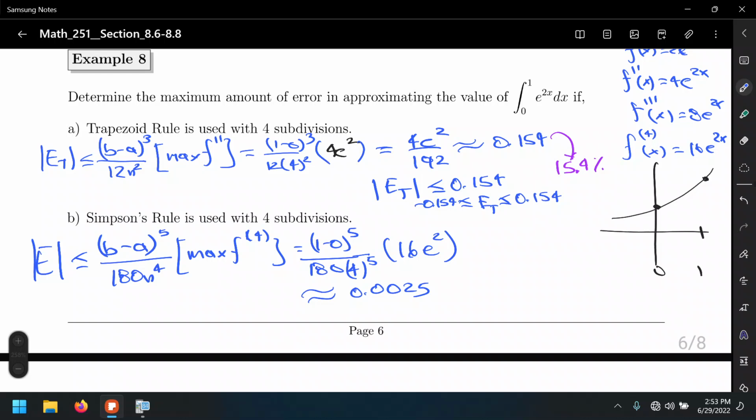After simplifying, this is approximately 0.0025. Well, what does that mean? This means that the error of using Simpson's rule is 0.25%. Not even 1% error. See how much more accurate this result is? I mean, look at the trapezoid rule, same number of 4 subdivisions. But in comparison with Simpson's rule, it's a lot better approximation at 0.25%. Of course, if we add more subdivisions, this number has to be even smaller than that. All right?